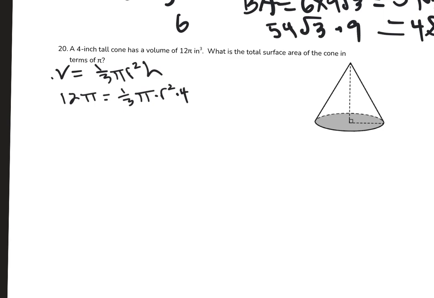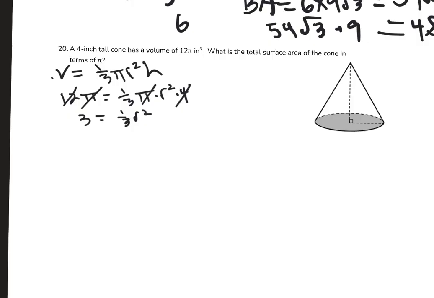All right, so we need to solve for r. So the first thing we can do is we can divide both sides by pi. We can divide both sides by 4. And so we end up with 3 is equal to 1/3 r squared.